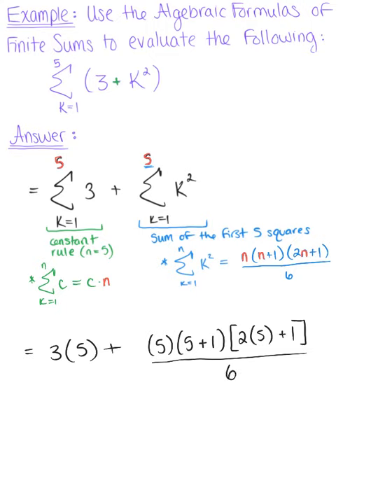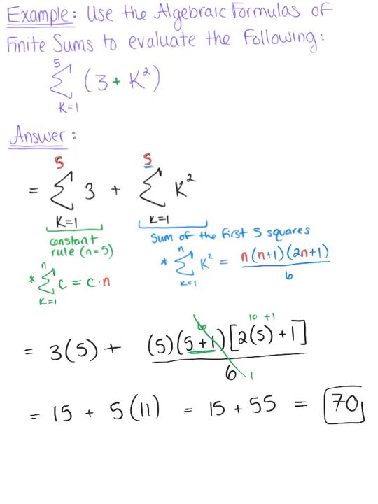And we can simplify. This becomes 15 plus, and we can see here we have some nice cancellation. This 5 plus 1 gives us 6, which cancels that 6 in the denominator. So this leaves us with 5 multiplied by, we have 10 plus 1, which is 11. So we have 15 plus 55, which leaves us with a beautiful final answer of 70.